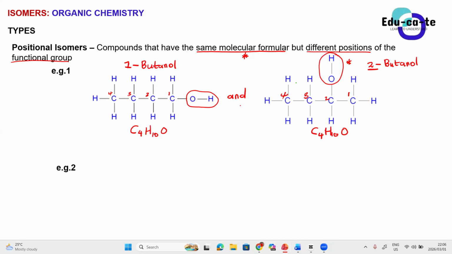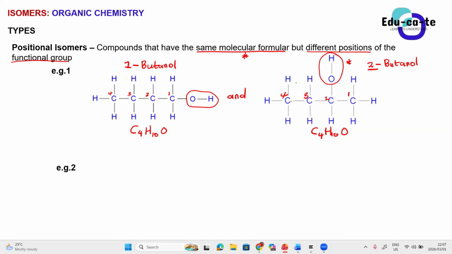So their chains are the same. Both of them have the same chains. If you say chain isomer, it's already wrong, because both of them have the same chains. Both of them are unbranched. They only have 4 carbons. That's the parent chain and nothing else.